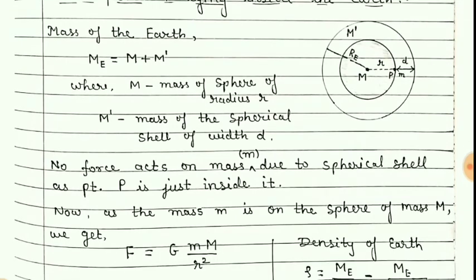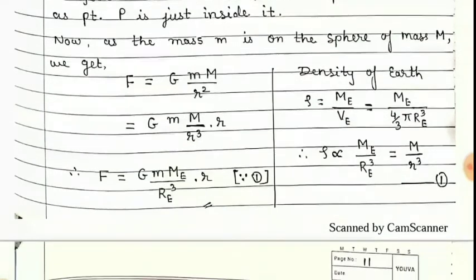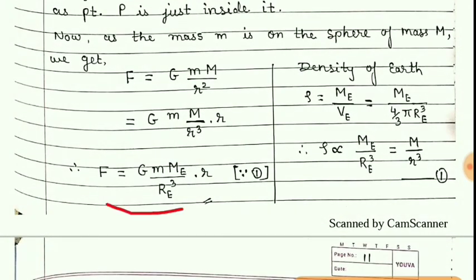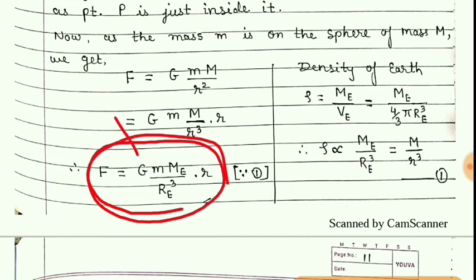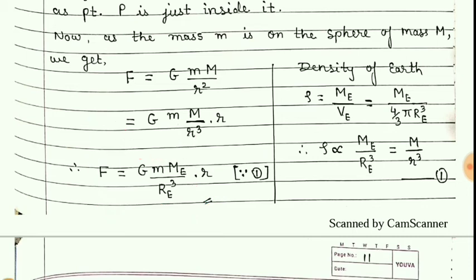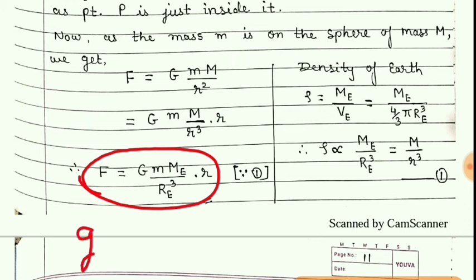For this topic, we obtained the force F acting at depth, given by this formula: G M M_e r over R_e cubed, where R_e is the radius of the earth and r is the distance from the center. So that is the force. But if we want to write this equation in the form of g, then we have to remove this mass. If we remove this mass, then that will be the formula for g.